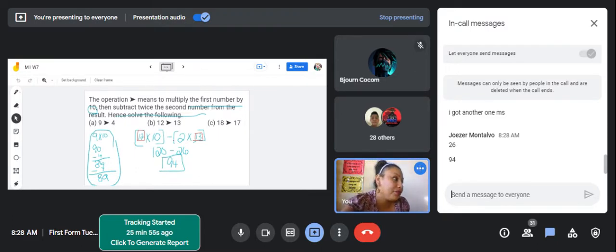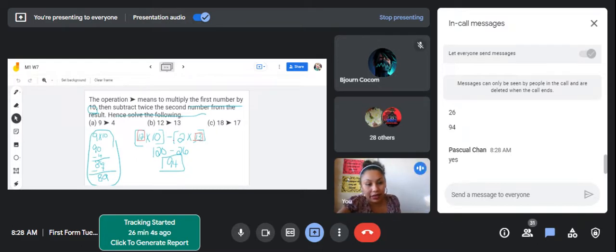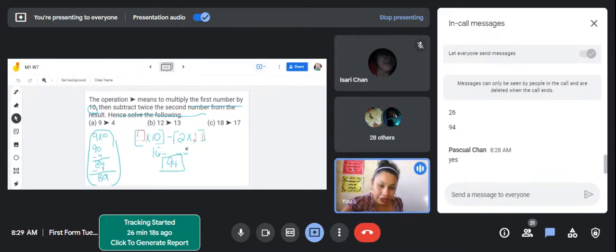Yes? Everybody understood that one? Yes, Miss. Okay, good. So I want you guys to try C. And then we move on to something else. Same thing, same steps, different numbers. Your first number is 18 and your second number is 17.